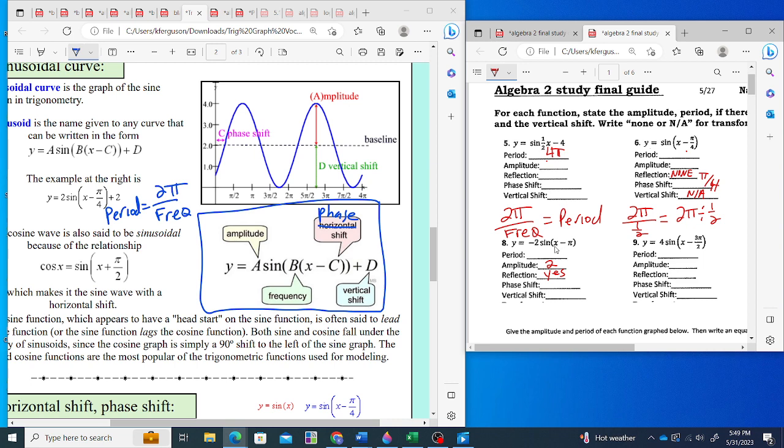And then the number that's being multiplied by my x, that's my frequency. So in this case, my frequency is 1. In this case, my frequency is 1/2. In this case, my frequency is 1. In this case, my frequency is 1. So now I look at the number that's in the parentheses, right here. So this one, my phase shift would be pi. In this one, my phase shift would be 3 pi divided by 2.